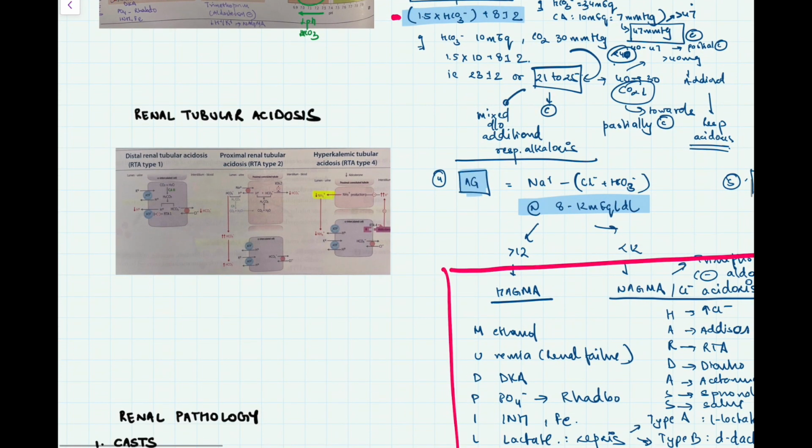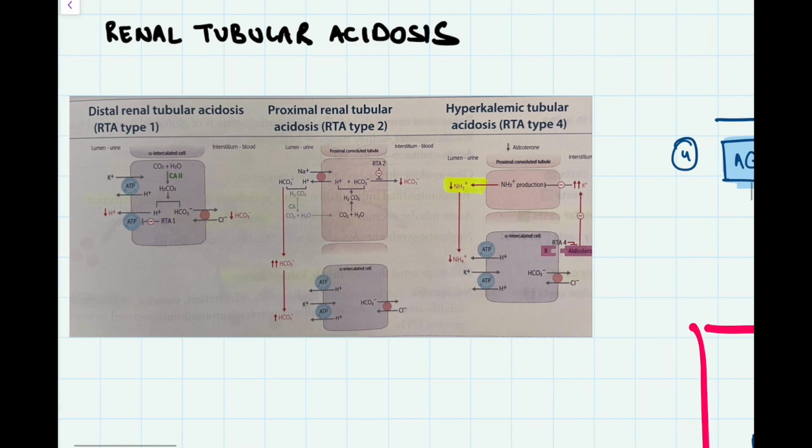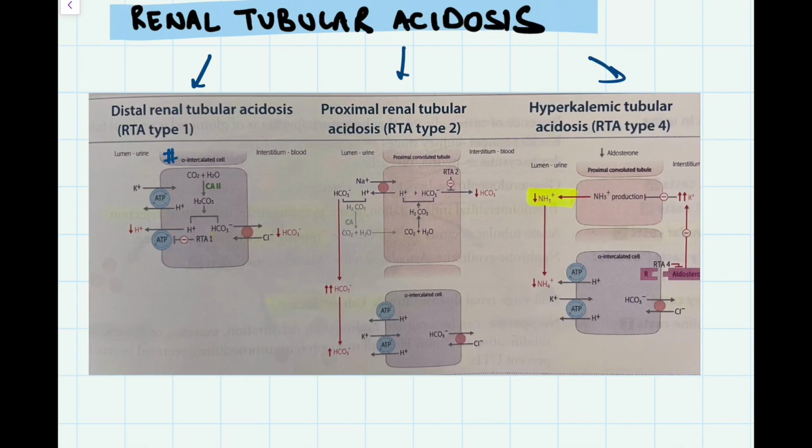Now let's move to our second disorder, that is renal tubular acidosis. So renal tubular acidosis is of three types: type 1, type 2, type 4. Type 1 is the distal renal tubular acidosis. So here what happens is that the alpha intercalated cells are unable to secrete H plus ions, due to which there is unavailability of bicarbonate ions, right? So a decrease in bicarbonate leads to metabolic acidosis.